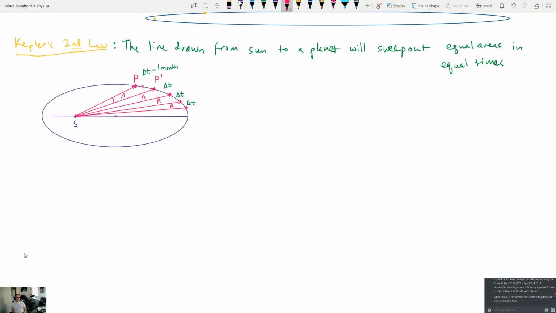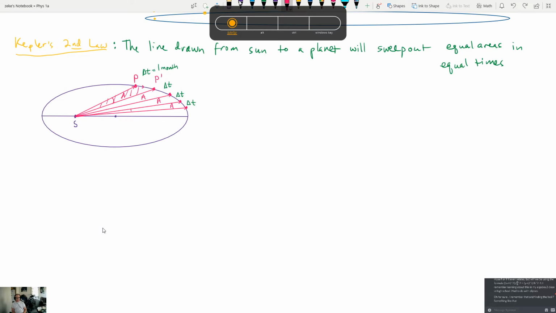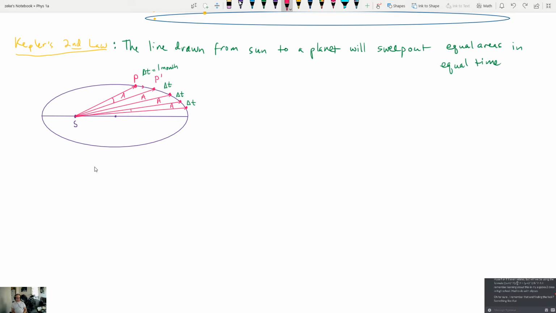Okay? So if this represents a month to go from here to here, it'll take a month to go from here to here, as long as the areas of those two segments, this area here, is the same as this area right here. Okay? Does that make sense? That's how he described what these planets are doing, is to say that those areas will be constant. Okay?